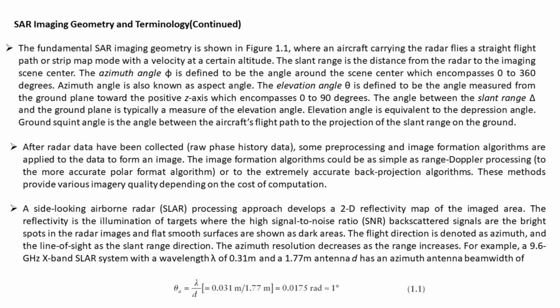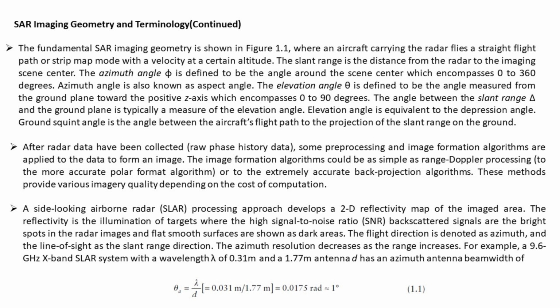The elevation angle theta is defined to be the angle measured from the ground plane toward the positive z-axis, which encompasses 0 to 90 degrees. The angle between the slant range and the ground plane is typically a measure of the elevation angle. Elevation angle is equivalent to the depression angle. Ground squint angle is the angle between the aircraft's flight path and the projection of the slant range on the ground. After radar data have been collected, raw phase history data, some preprocessing and image formation algorithms are applied to the data to form an image.